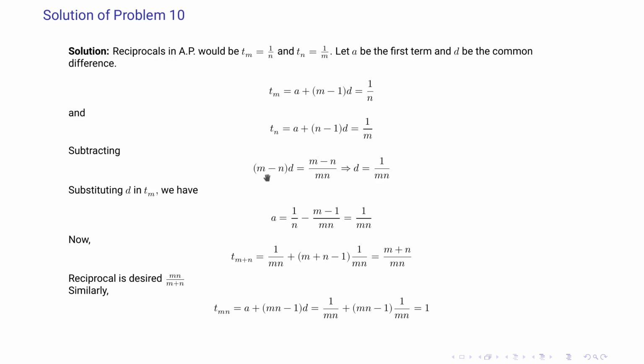We subtract, we get m minus n into D is equal to m minus n by mn. So we get D as 1 by mn because m minus n will get cancelled. Now we substitute this value of D in Tm over here. So we get A as 1 by n minus m minus 1 divided by mn, which gives us 1 by mn. Now we have A and we have D. So our m plus nth term would be, on solving the equation, mn by m plus n. And Tmn would be 1, as shown here how it has been evaluated.